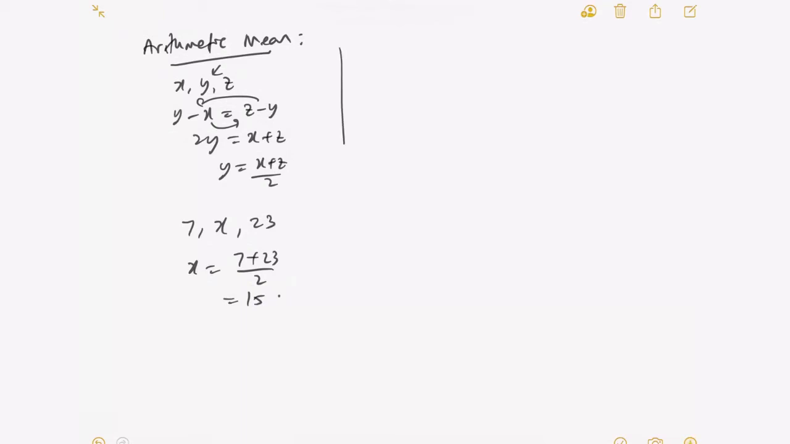Okay, I'll give you another example. So let's say you have x minus 4, x plus 5, and 2x minus 7. Okay, so these are three consecutive terms.